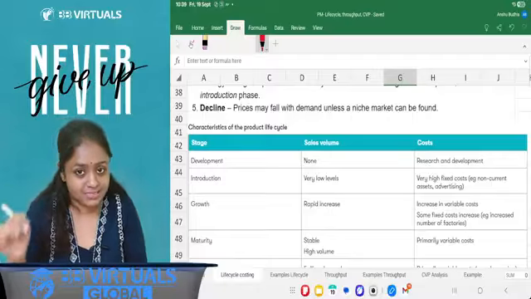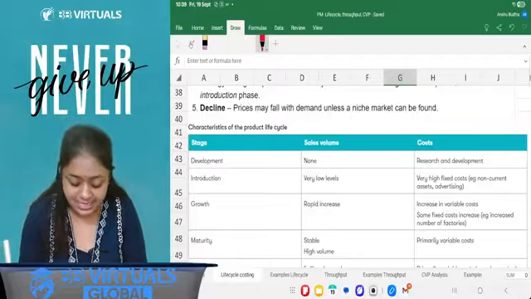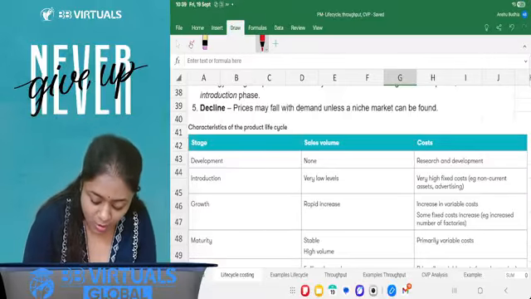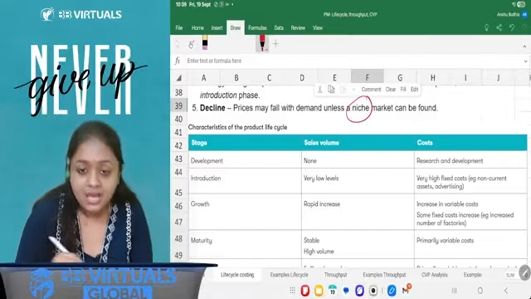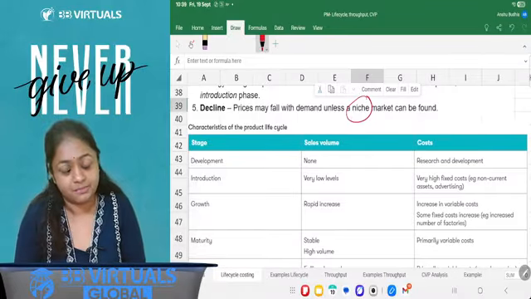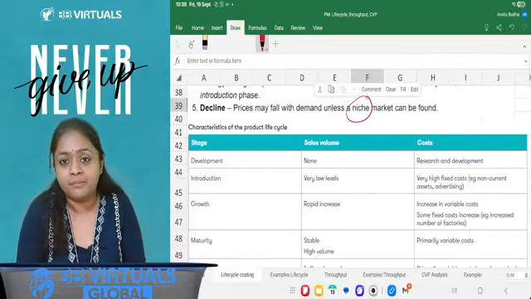Decline is where the prices are falling because demand is declining. Okay, so then unless we can find an alternative market, we cannot do anything, because markets will decline, demands are declining.